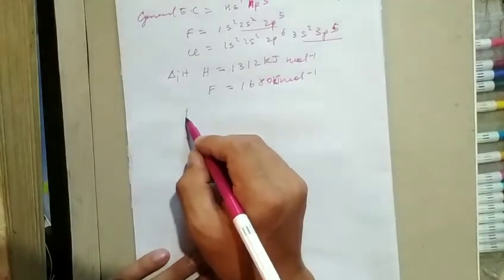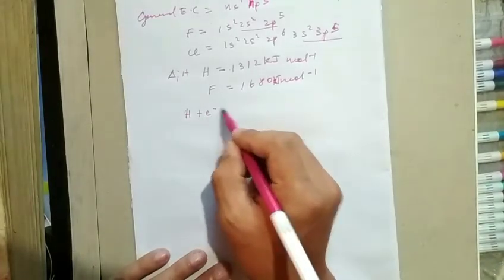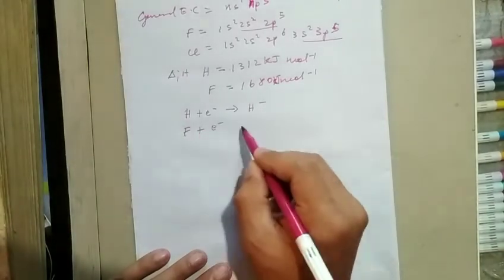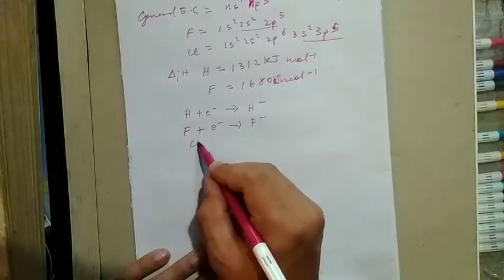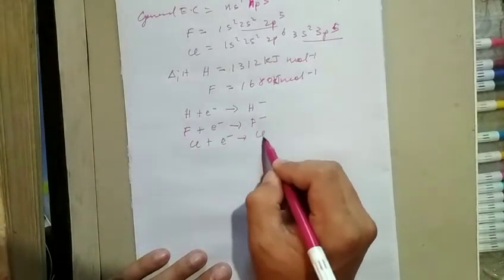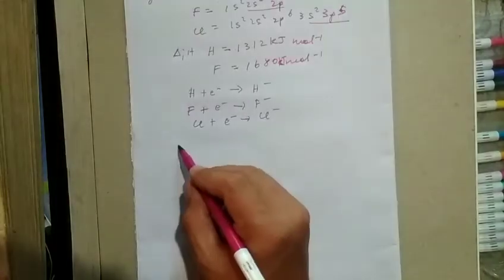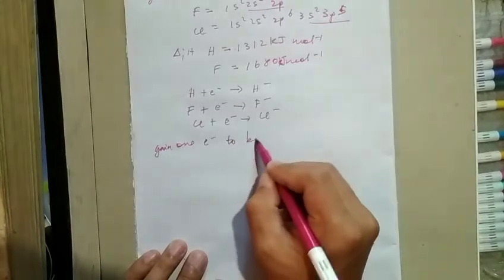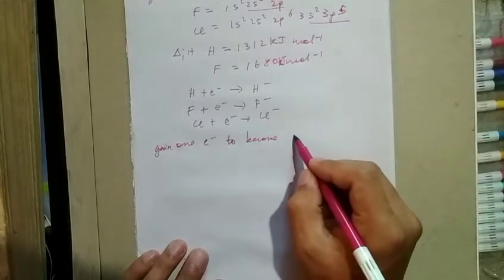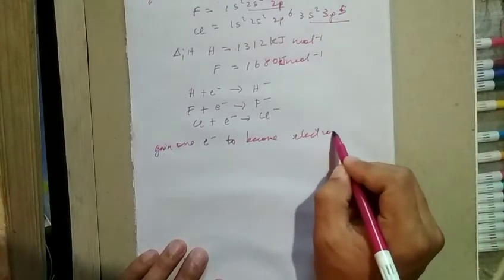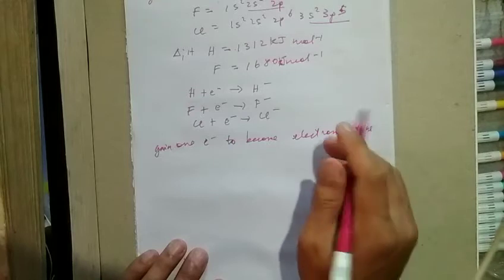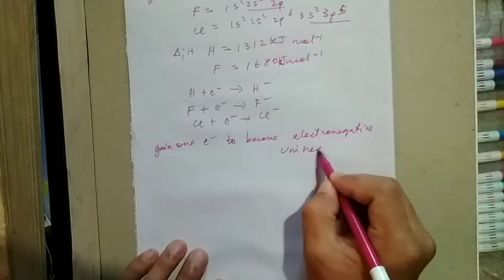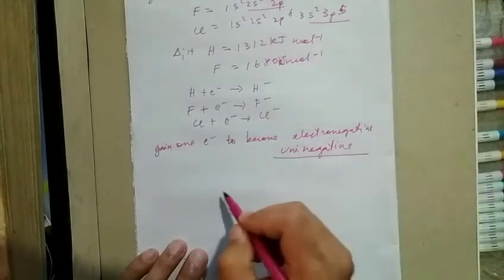Hydrogen can gain one electron to become H minus. In the same way, fluorine can gain one electron to become F minus, and chlorine can also gain one electron and become Cl minus. So they gain one electron to become uni-negative.